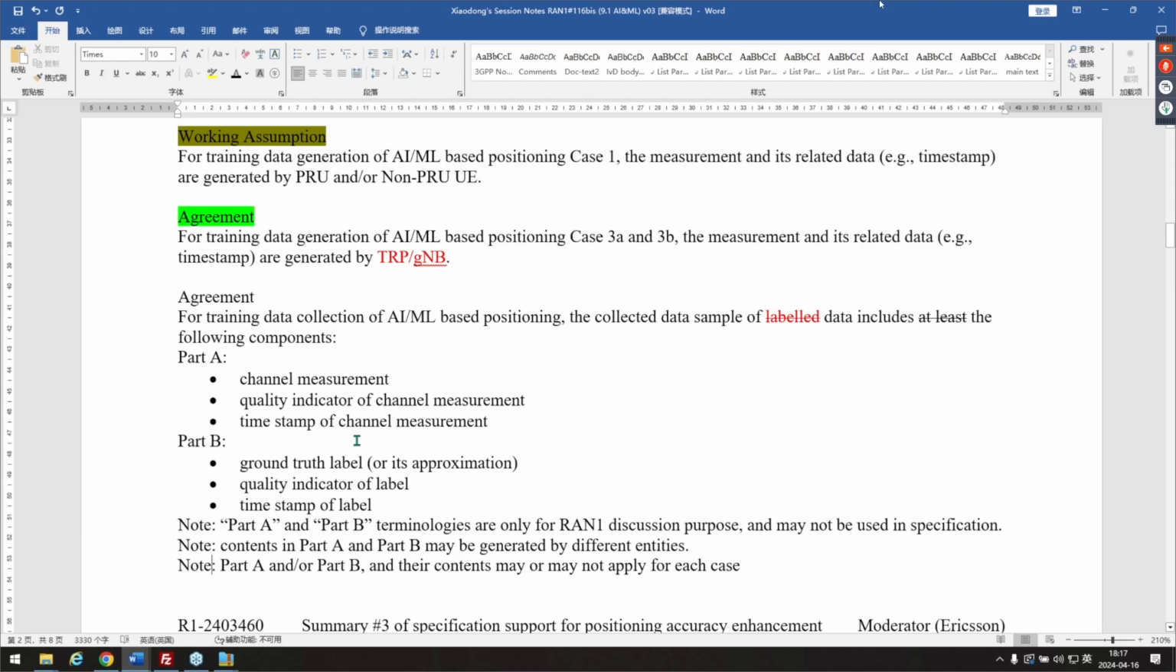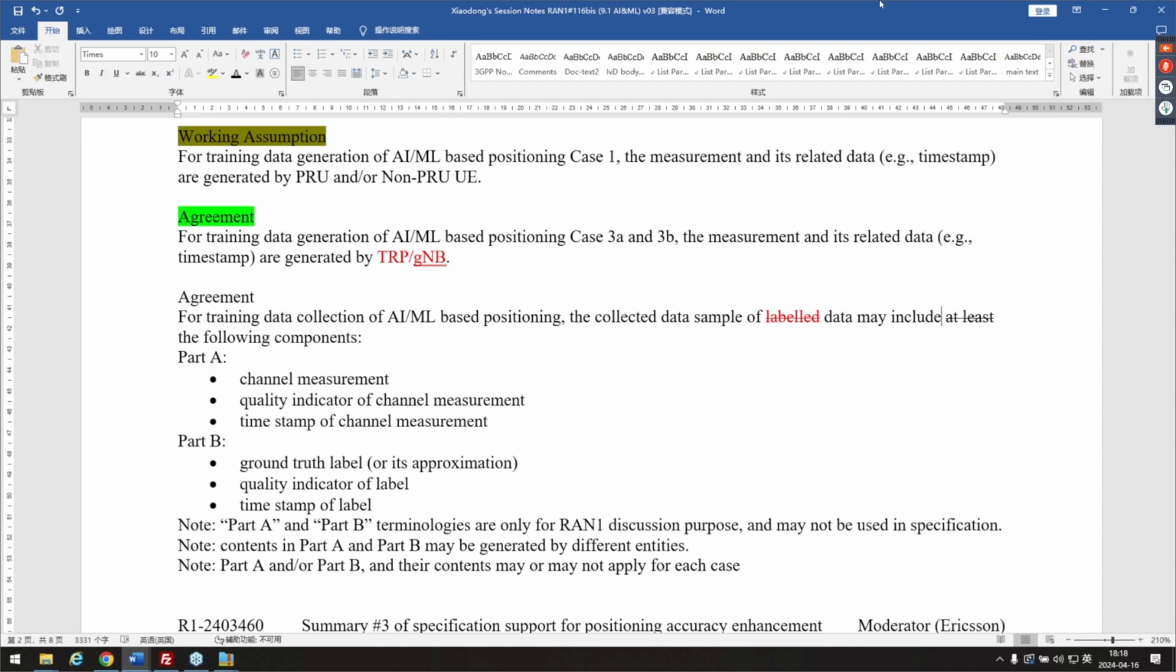Yeah, thank you, Mr. Chair. This proposal and agreement helps us make good progress moving forward. It's a good starting point. The content in part A and part B, we may add more, or sometimes some content might not always be needed. So maybe we can say at the beginning, sample of data may include. This will give us more flexibility to modify the content if needed. Thank you.